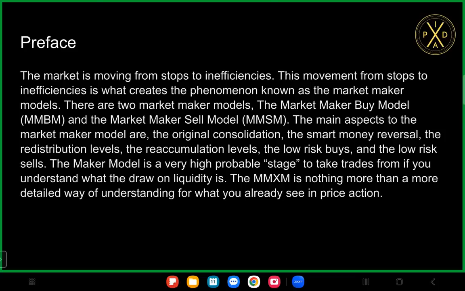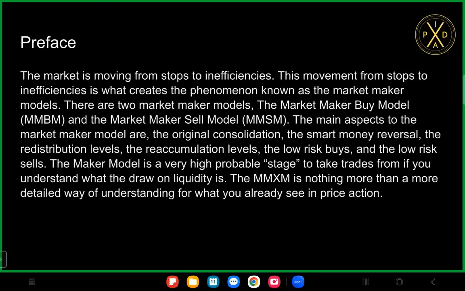And the main aspects to the market maker models are the original consolidation, the smart money reversal, the redistribution and reaccumulation levels, and the low risk buys and the low risk sells. And the market maker model is a very high probable stage to take trades from if you understand what the draw on liquidity is. And the market maker model is nothing more than a more detailed way of understanding what you already see in price action.